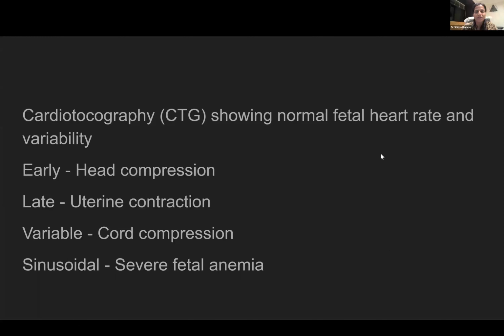It's a cardiotocograph showing normal fetal heart rate and variability. When it is early deceleration, it is head compression, and it could be benign. Late deceleration also could be benign, but if it lasts for a long time, beyond 10 minutes, then it could be a sign of uteroplacental insufficiency. If it is a variable deceleration, it indicates cord compression. If it is sinusoidal, which is rare, it indicates severe fetal anemia. It's a good practice whenever you go for delivery, please try to interpret the cardiotocograph, CTG.